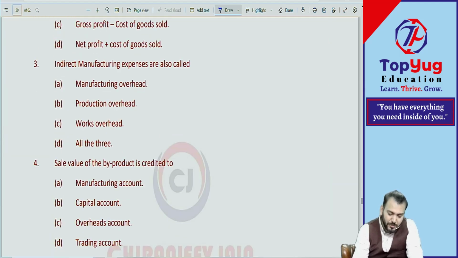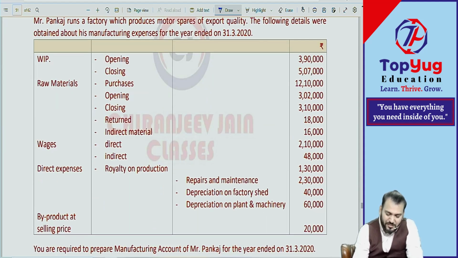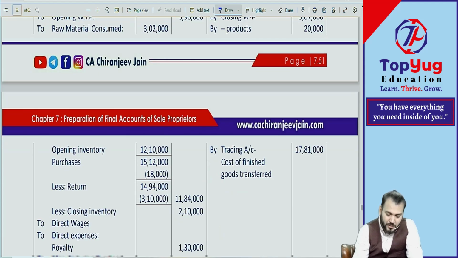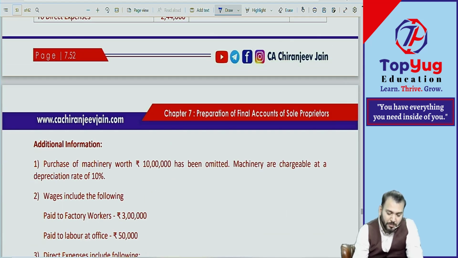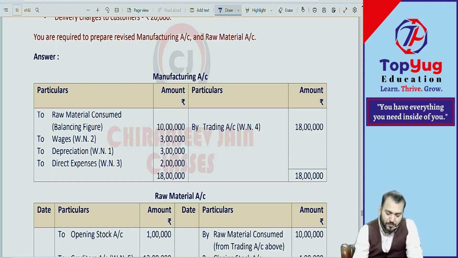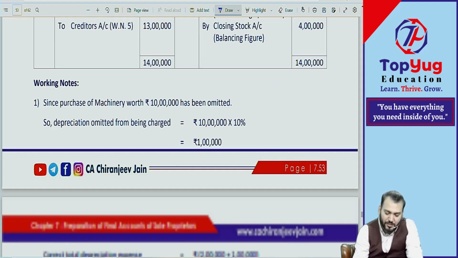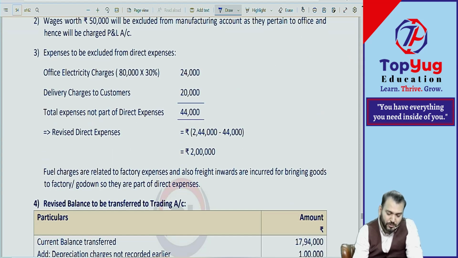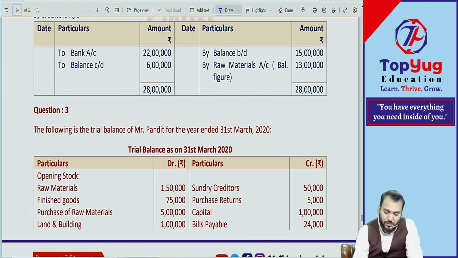Let's see how many questions given. Question number 1, similar question. You can do it by your own, easy. Then question number 2, they have given manufacturing account, additional information. Good question. Try by your own, but simple. If doubt, you can ask me. A similar question we have not done in class. But will you try first?